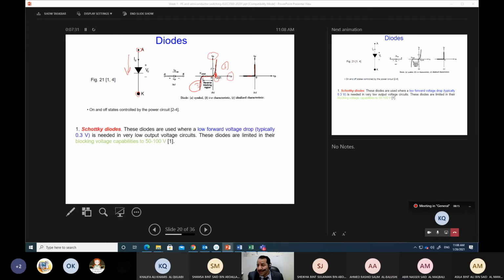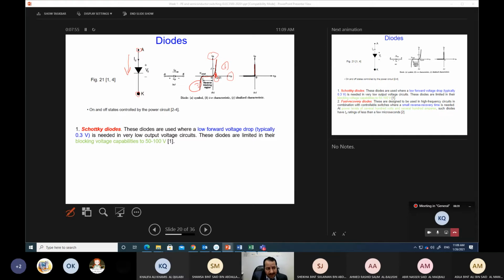If I classify diodes based on their specifications, I have the first type, which is called the Shockley diode. By the way, the diode family is a large family. Do you remember we have the Zener diode, light emitting diode, photodiode? We discussed them in level 2. But here I'm trying to classify the main ones based on their rating and their applications. The first one is the Shockley diode.